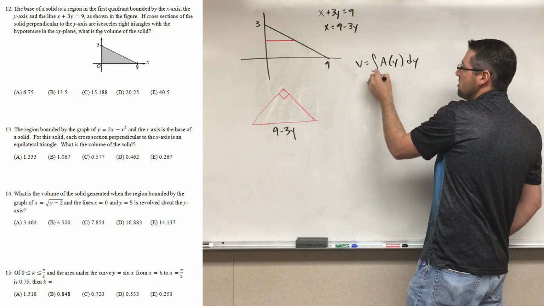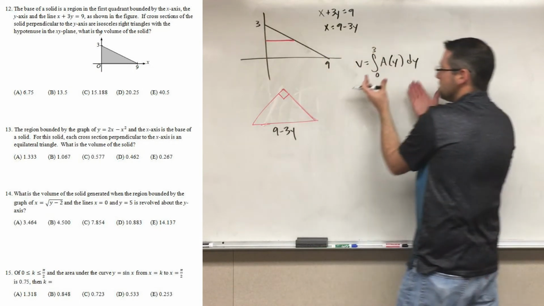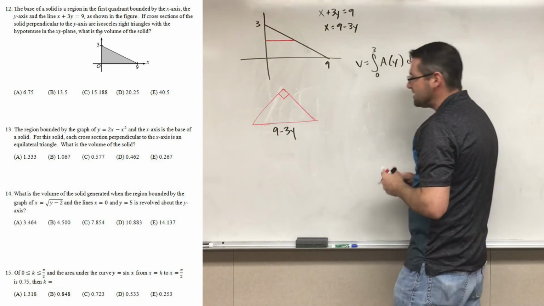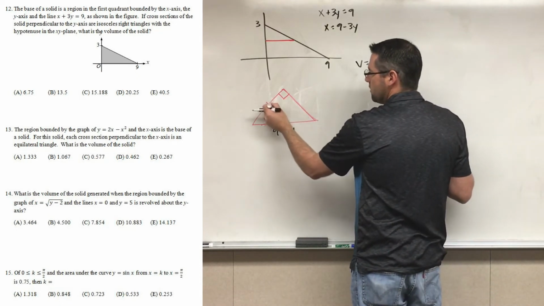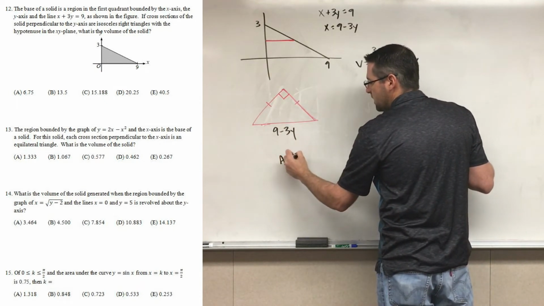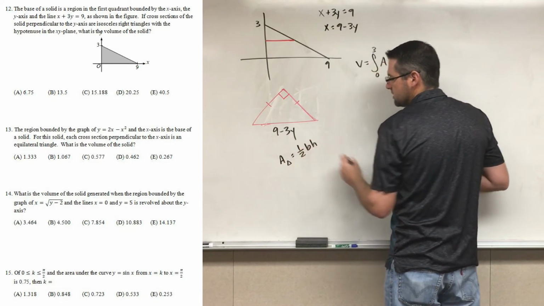And then our bounds are going to be from 0 to 3. And so there it is. We just got to figure out our area. Well, because this is a right isosceles, there's the right angle, there's the isosceles, we know that the area of a triangle is 1/2 base times height.